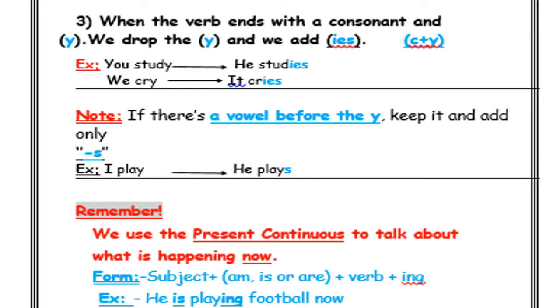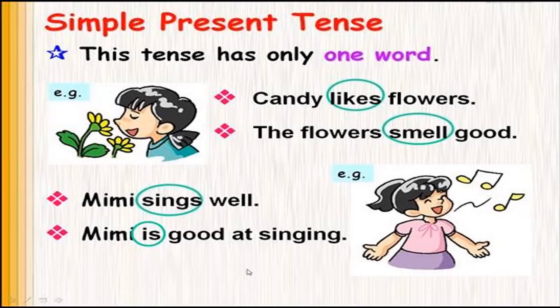Don't forget, junior 2, we use the present continuous to talk about what is happening now. Do you remember its form? Subject plus am or is or are plus verb plus ing. For example, he is playing football now. He is playing football now.